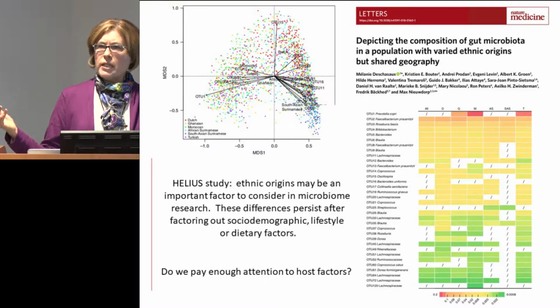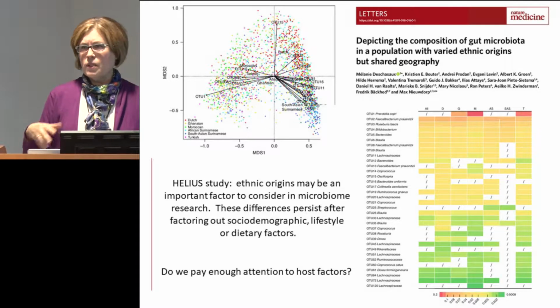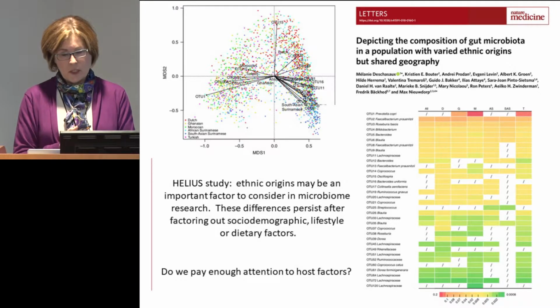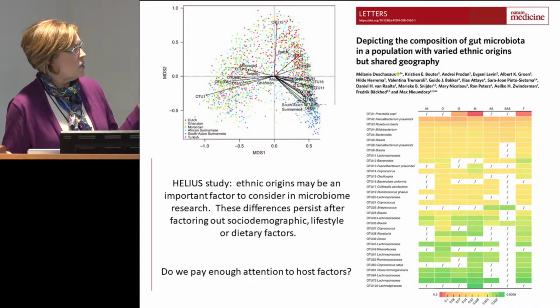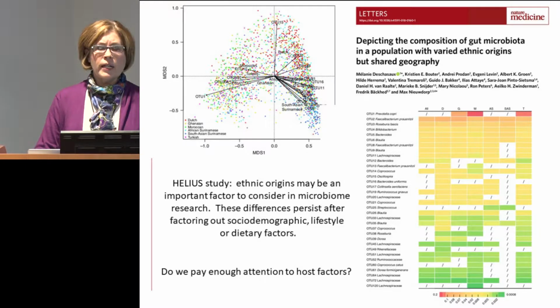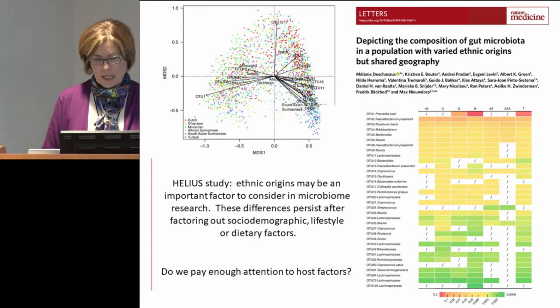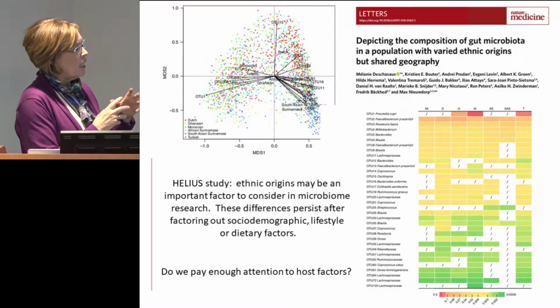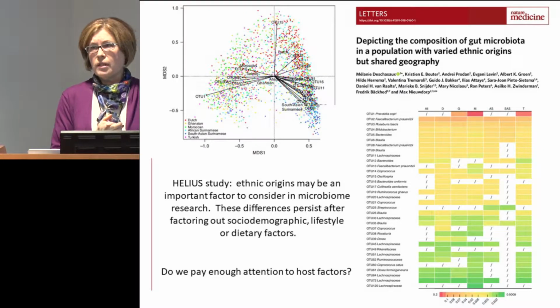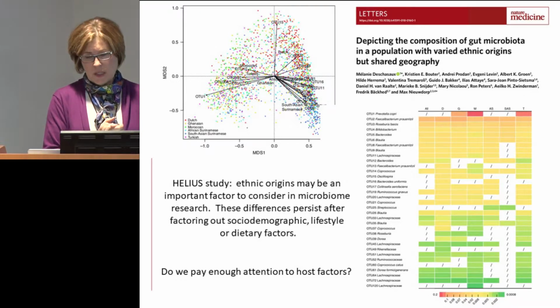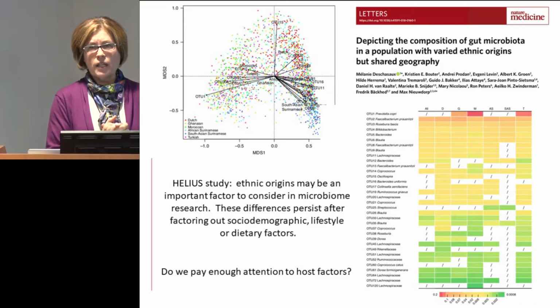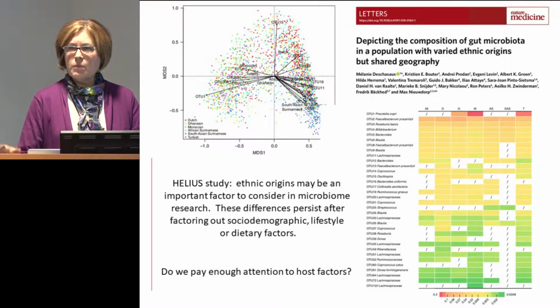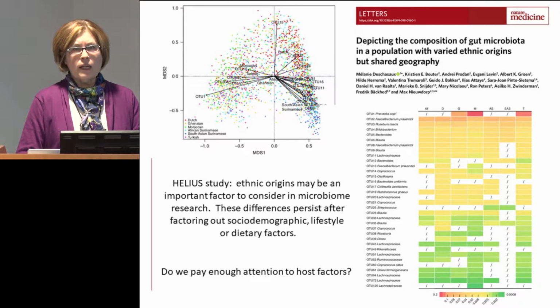These were relatively recent immigrants to Amsterdam, so we weren't looking at multi-generational effects. And I think the take-home message here from this paper was that when factoring out socio-demographic, lifestyle, or dietary factors, there was still a segregation of the microbiota based on 16S data that seemed to track with ancestry or ethnic origin. This is perhaps not surprising, but I think what was well done about this study was that it was enrolling people from a given geographic area and looking at a host factor.